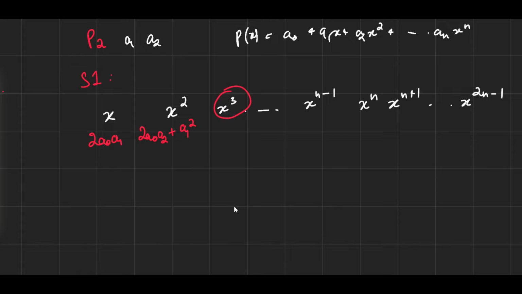Okay, x cubed might be different for n equals 2 and n equals 3 because in n equals 3 you have a3, whereas in n equals 2 you don't have a3. And so things might start looking a bit different there.